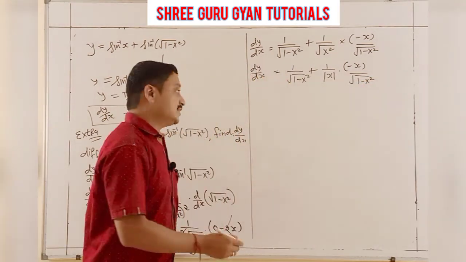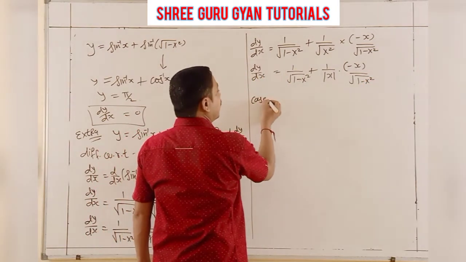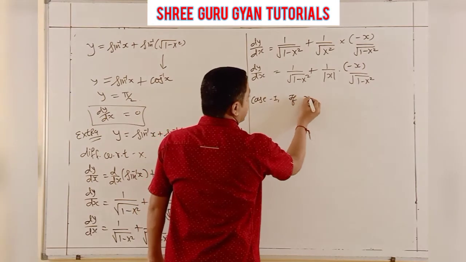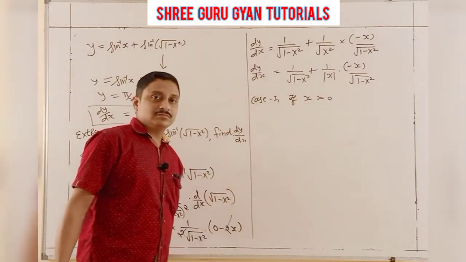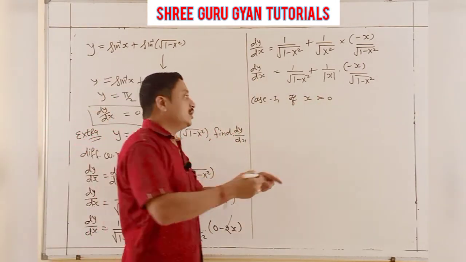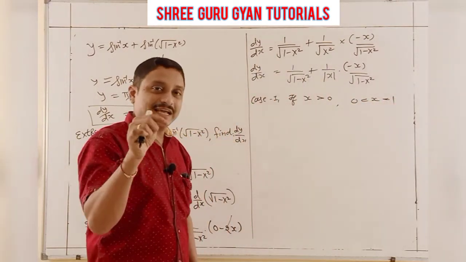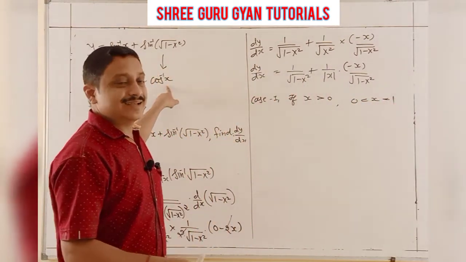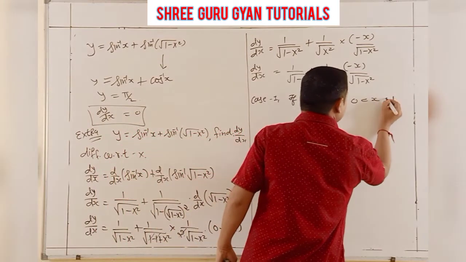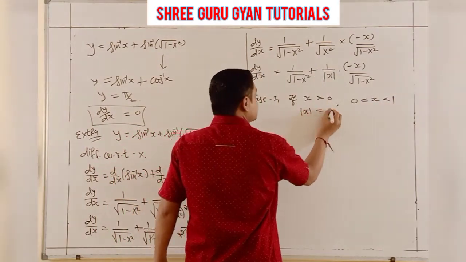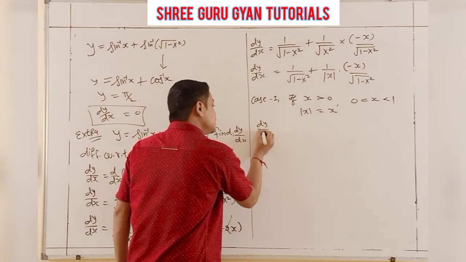And here I start our case number 1. If x is more than 0, it means positive. It means you also write down that 0 less than x less than 1. That is your textbook question. Yes, students, here the modulus of x is positive. So what is the answer?